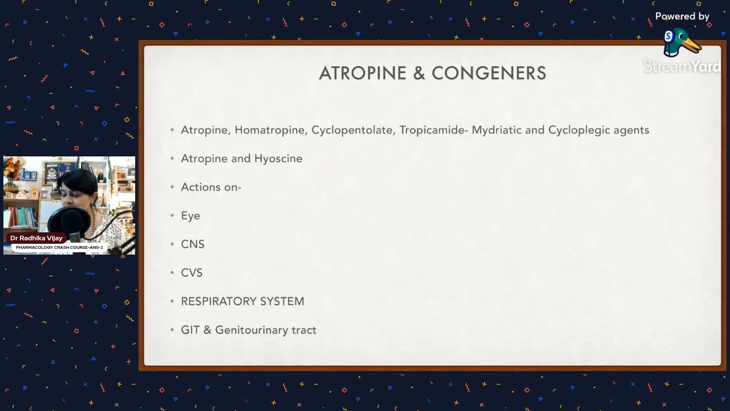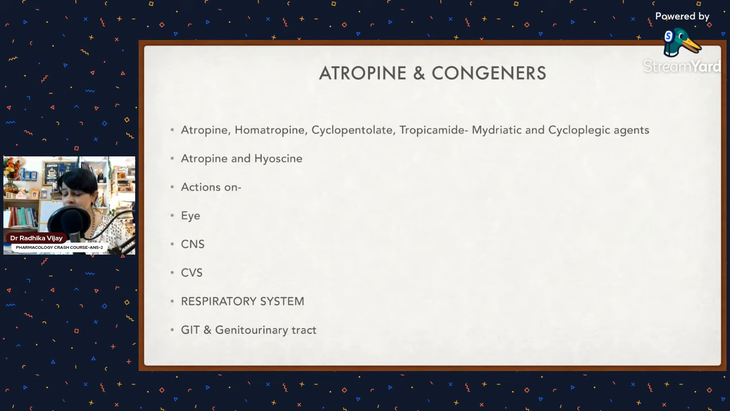Talking about the action on the cardiovascular system, atropine causes bradycardia, especially due to the inhibition of the presynaptic M2 receptors. But if you increase the dose, then tachycardia occurs due to the postsynaptic inhibition of the M2 receptors.